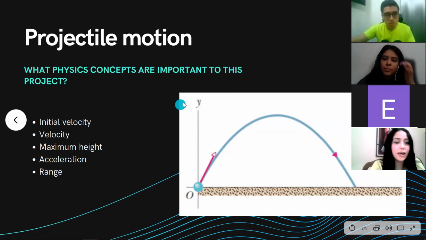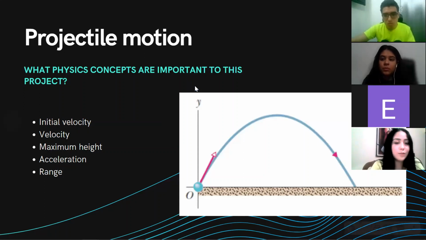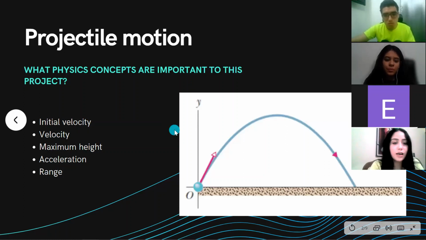Acceleration in projectile motion is in the vertical direction, and this is because of gravity. The range of the projectile motion is found when y equals zero.